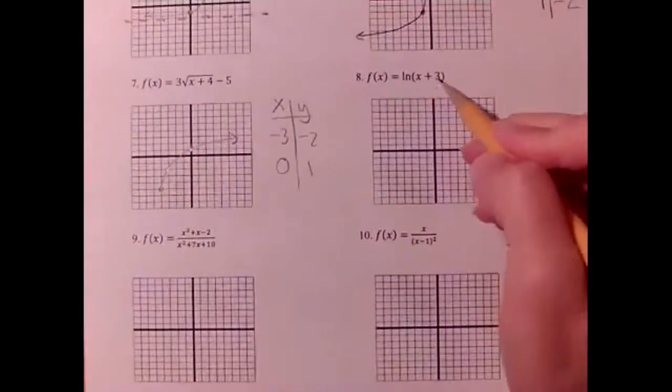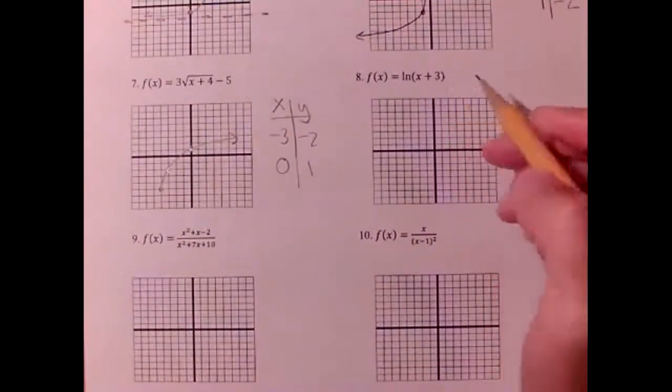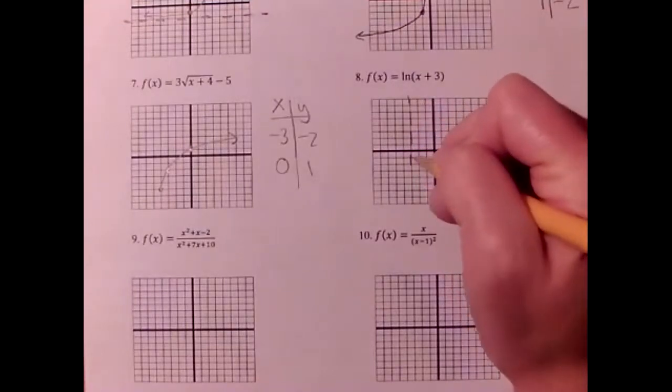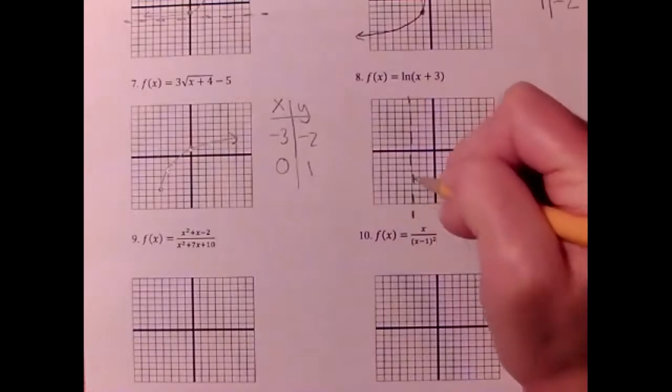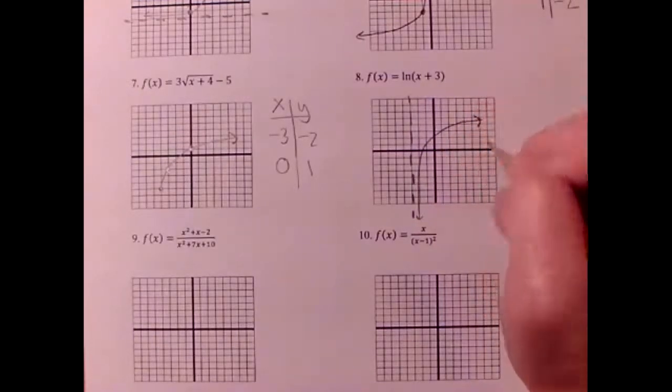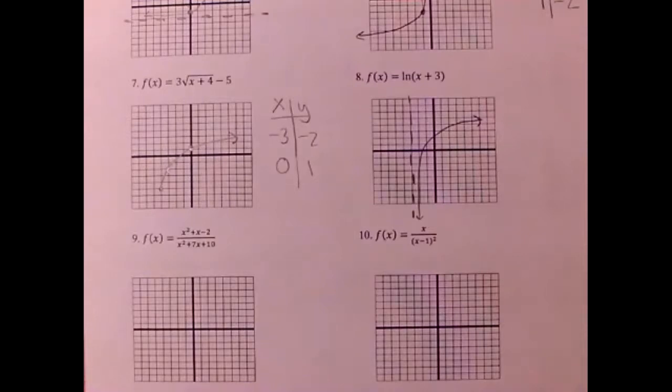All right, ln of (x plus 3). This went to the left 3, so that's where our vertical asymptote is going to go. And basically, as long as you know that the natural log graph looks like that, I am happy. If you know the basic shape, we're good.